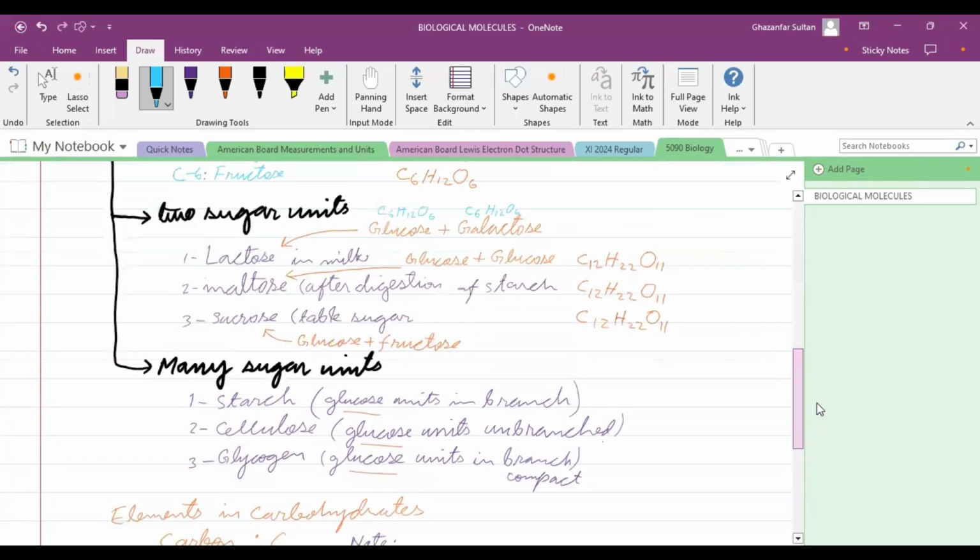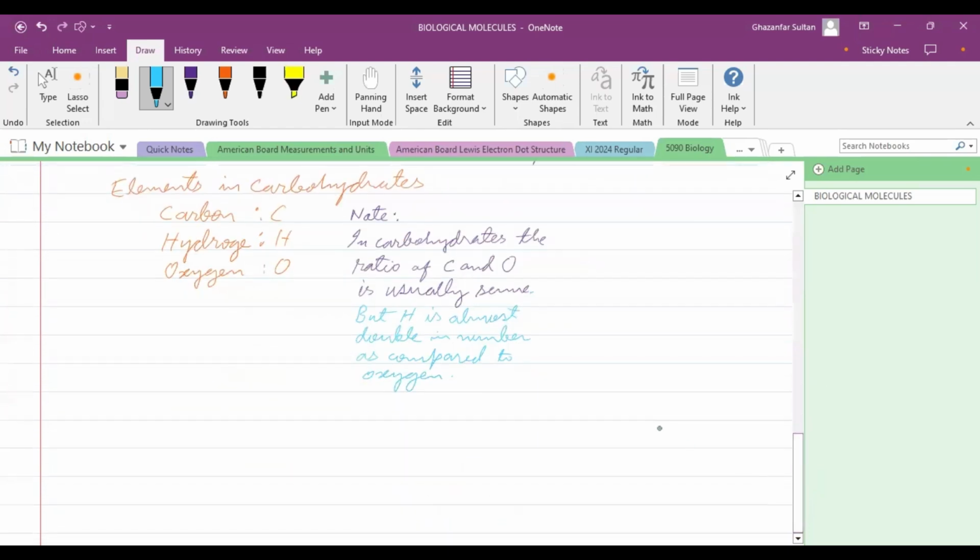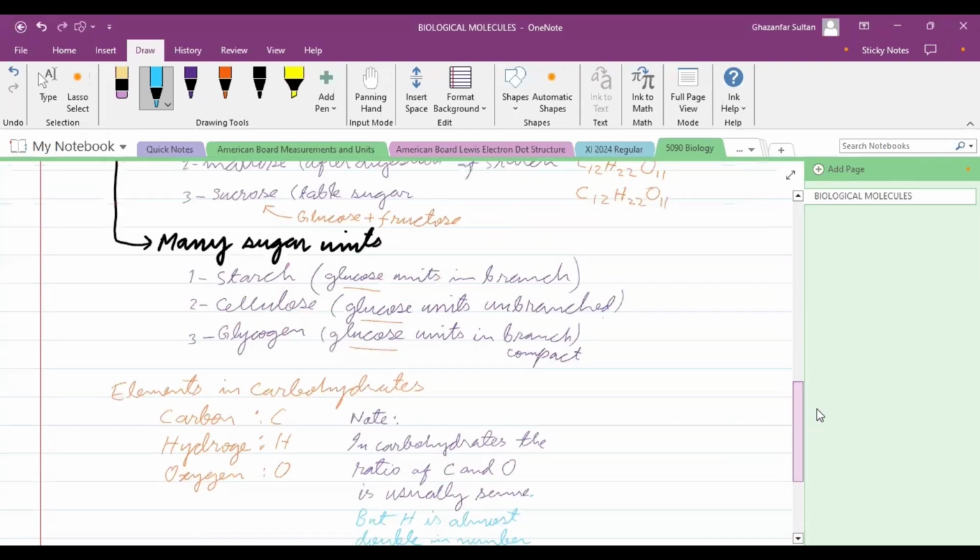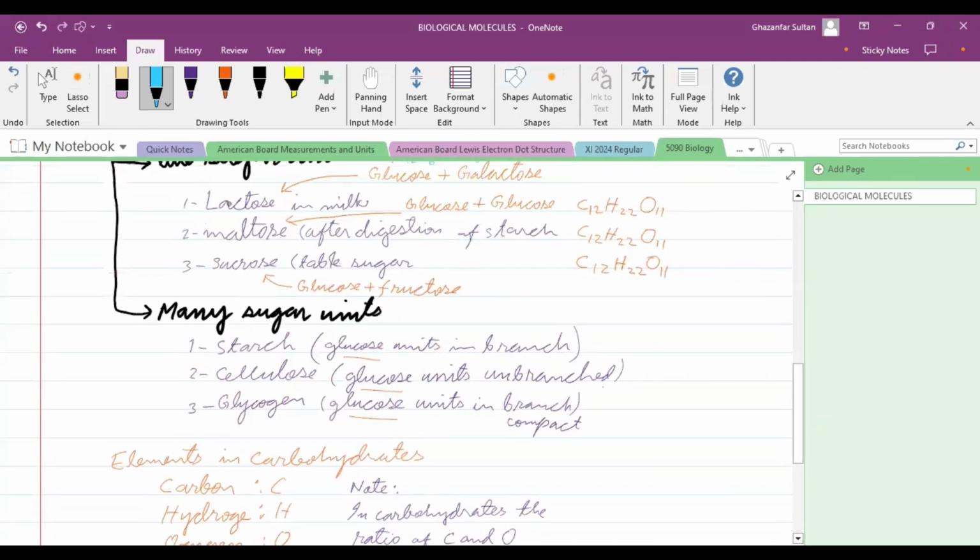So if we summarize this, I will summarize in the end. There are several types of carbohydrates, and the most common in our diet are glucose, sucrose, lactose, not maltose, and starch and glycogen. Cellulose is important for the cell wall of the cell. You know, in plant cells, a cellulosic cell wall is there.